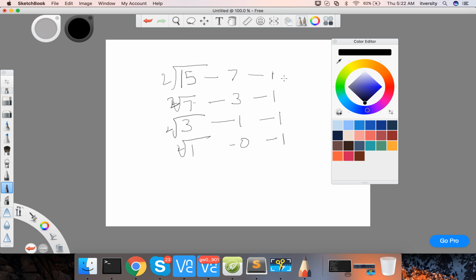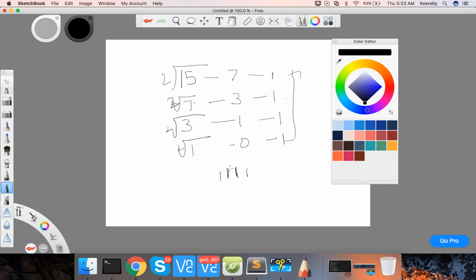Now we have to take these remainders from bottom to top. First we write this one, then this, then this, then this. You go from bottom to top and write these remainders one after the other, and that will be the binary representation of 15. So 1111 in binary format is 15 in decimal format. This is how you can convert a decimal into binary.